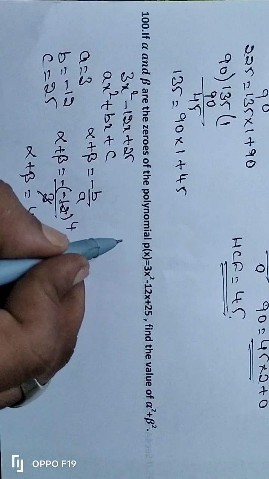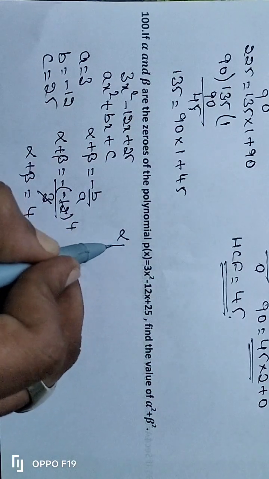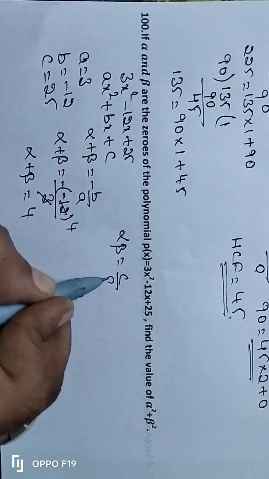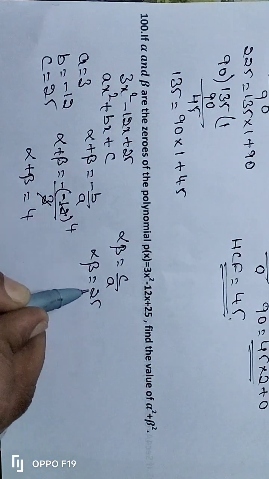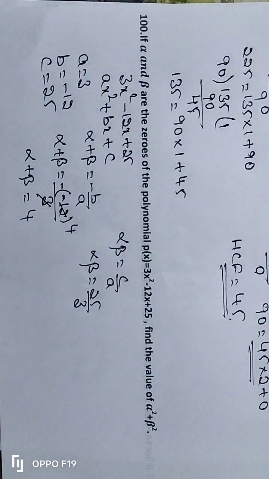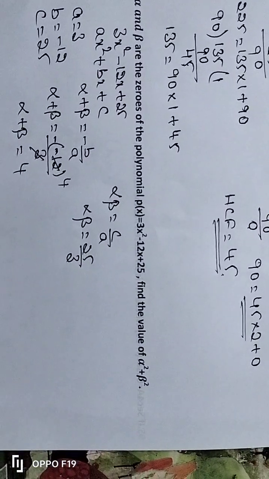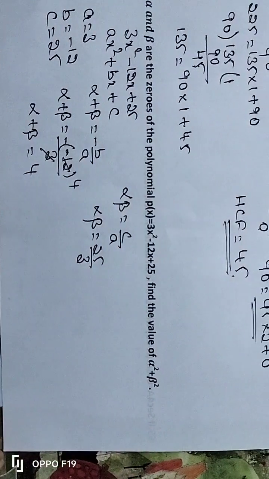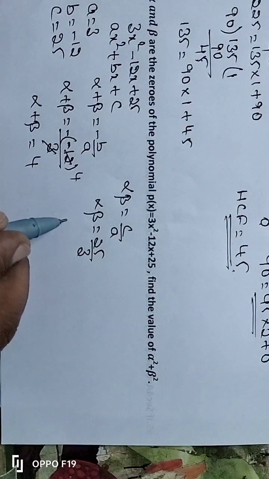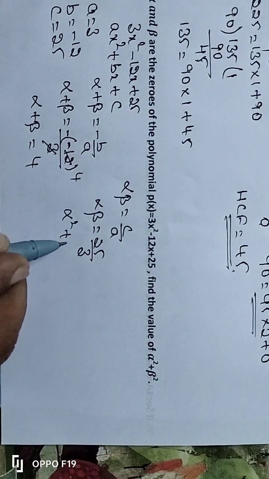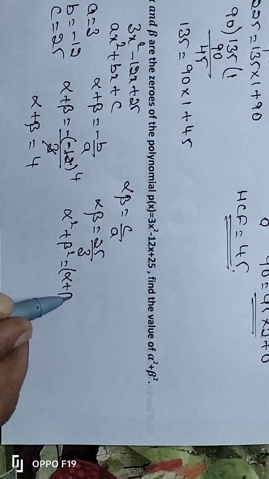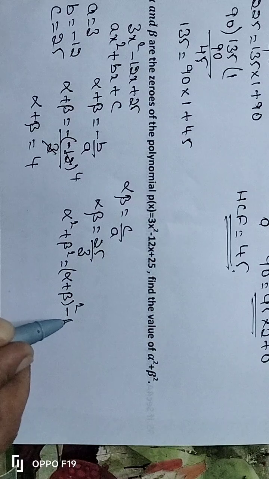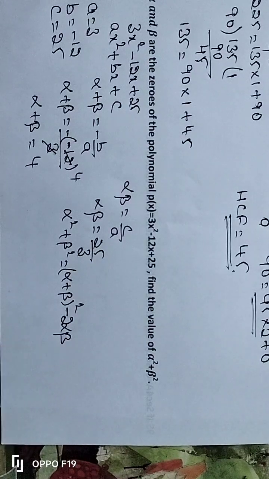Now you find out the product. Alpha beta is equal to c by a. Alpha beta is equal to c which is 25 divided by a which is 3. So alpha beta is equal to 25 by 3. Now let us find the value of alpha square plus beta square. It can be written as alpha plus beta whole square minus 2 alpha beta.